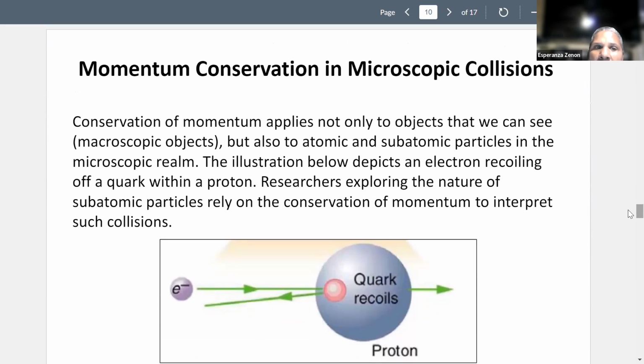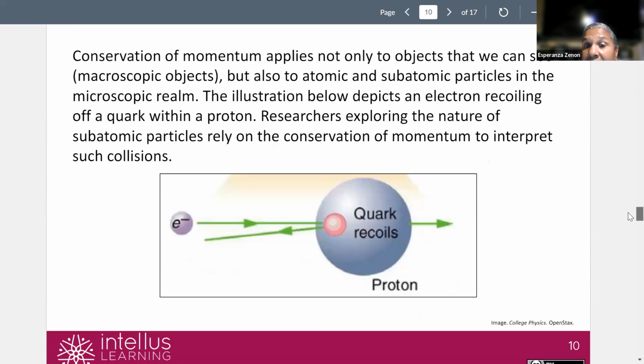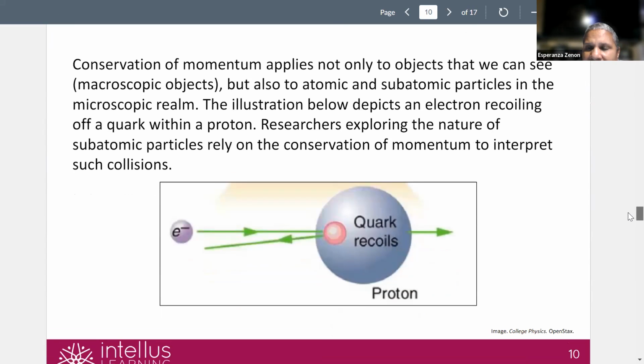Well, when we deal with collisions, okay? The conservation of momentum is a very useful property when we analyze collisions. Now they give you an example of a collision, these subatomic particles being involved in a collision where momentum is concerned. We won't be analyzing this type of subatomic motion because we don't deal in the microscopic world in here.